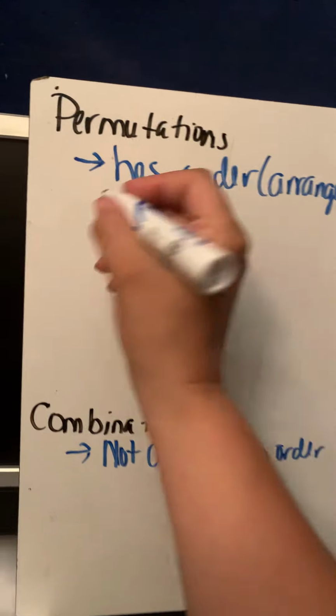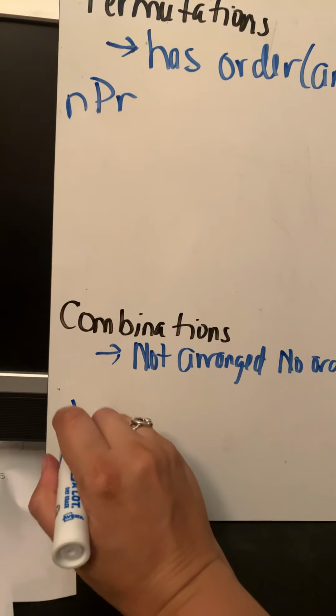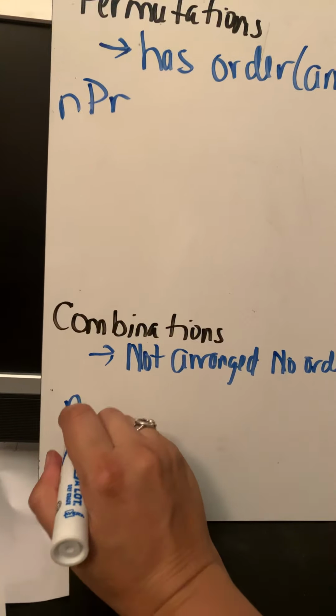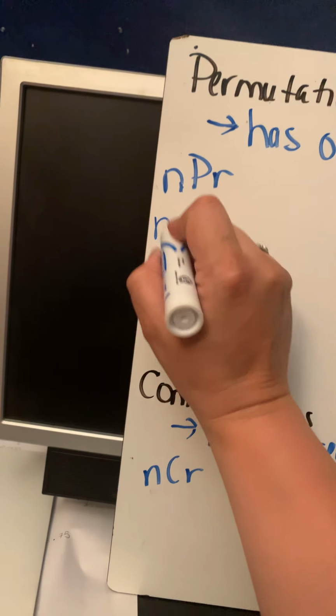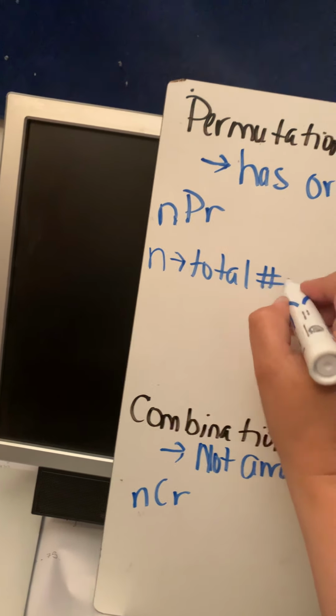Permutations can be written as nPr. Combinations are nCr. The n stands for your total number of people, or n is the total number. The r is how many you choose. Same thing goes there. n is the total number of people, or total number of whatever. r is how many you choose.